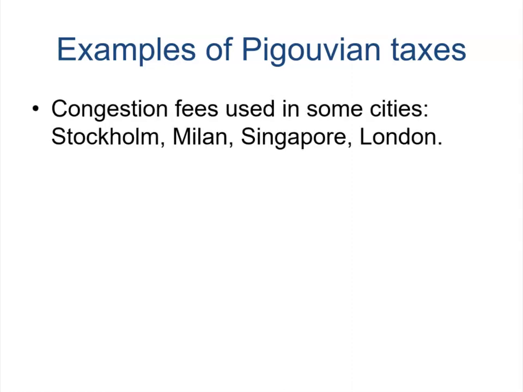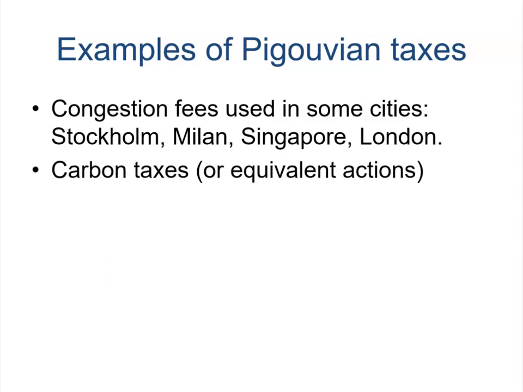So what have been imposed are what are called congestion fees in some cities. So if you want to enter the central part of London or some of these other cities here, you've got to pay a fee. And it's been shown, economists have studied this, that has helped to significantly reduce congestion in these cities. And it gets people to use other forms of transport, like public transport.